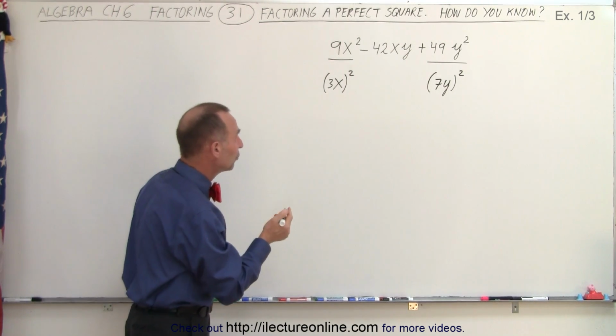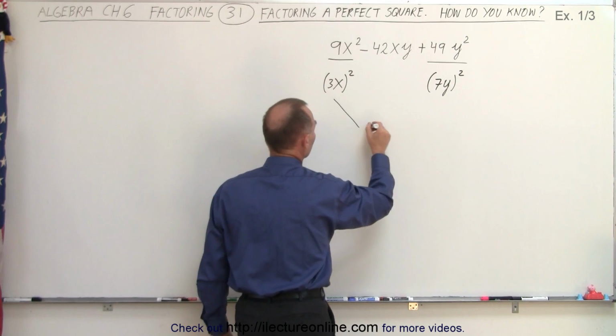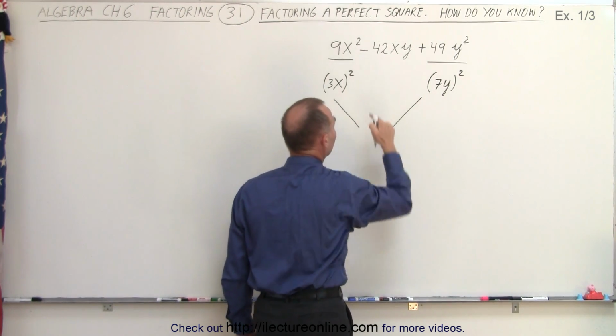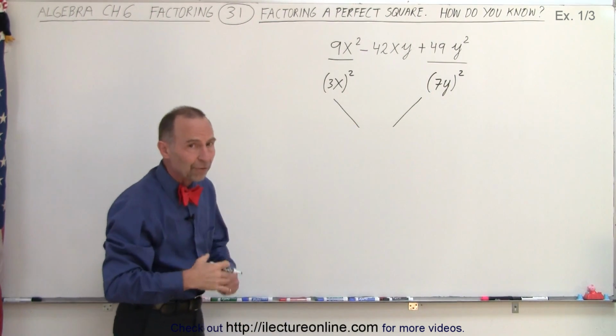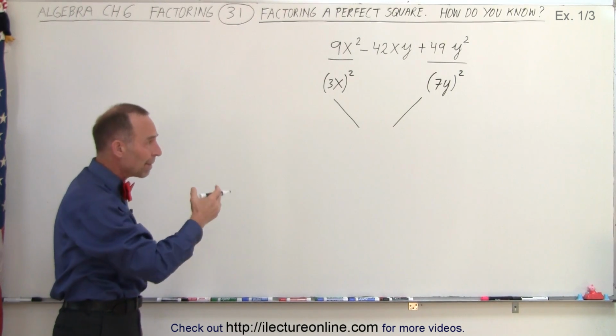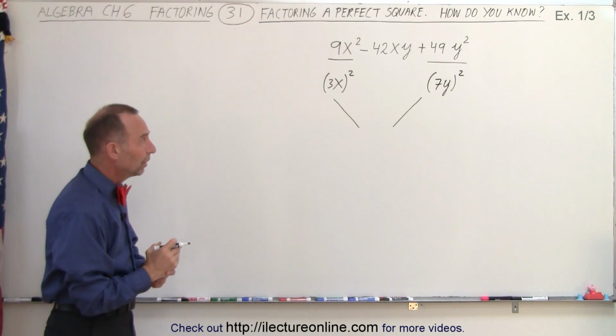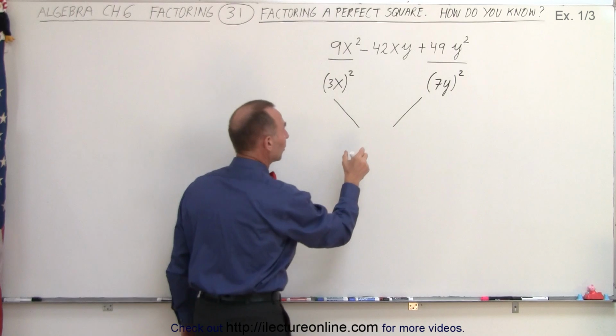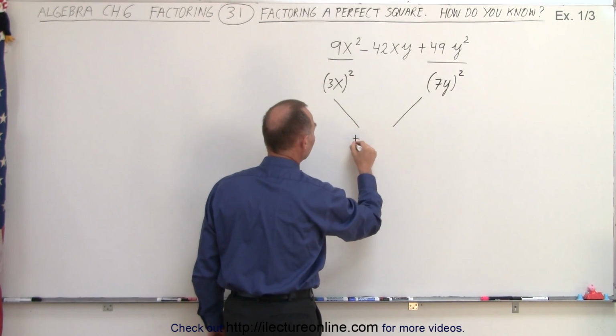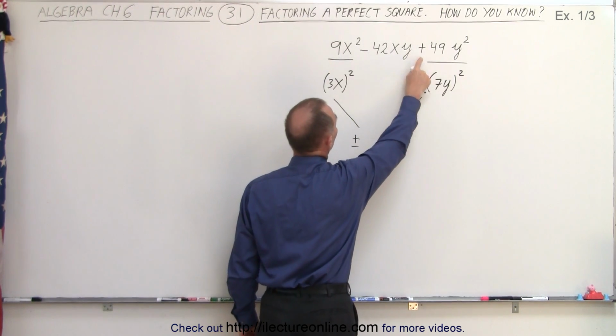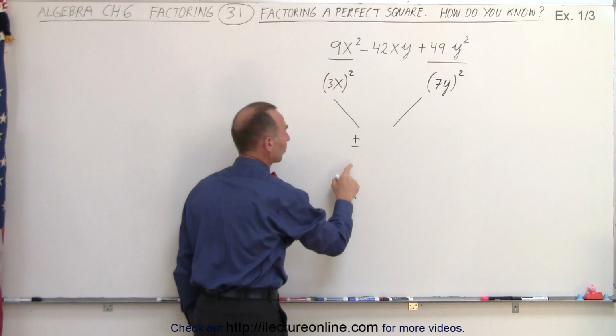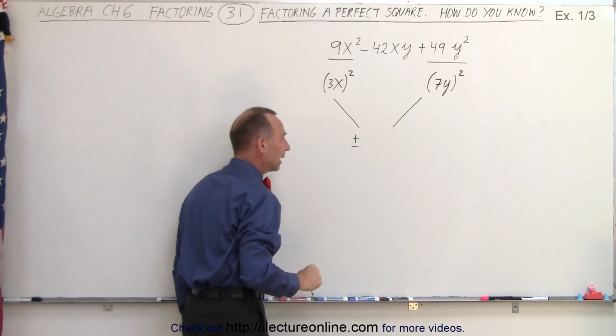Now the next thing we want to do is the following. Notice that the middle term is negative. So that means that when we factor it, we get something minus something quantity squared. What that also means is that the middle term can either be positive or negative depending upon whether or not we have a negative here in the middle. So in this case, we're probably going to end up with a negative.